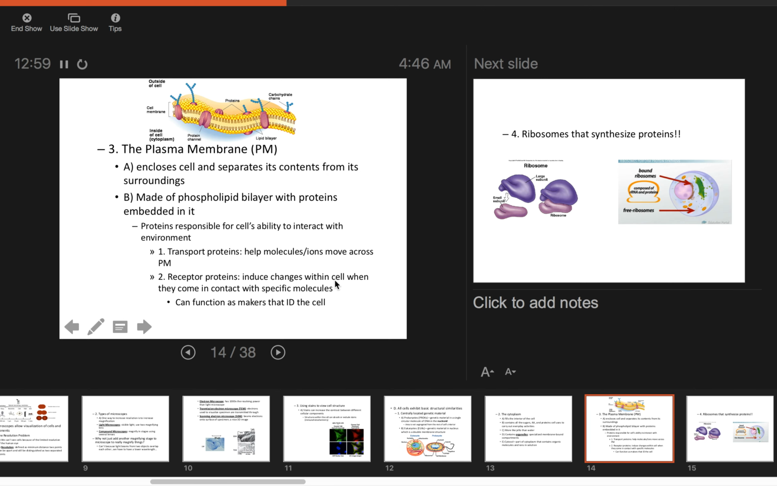Another characteristic that all cells have is they have a plasma membrane. It keeps contents in and out, so it's a boundary. It's made of a phospholipid bilayer, and there's proteins embedded into it. And those proteins do interact with other molecules as well as the environment. So we have proteins that help transport things, and we also have proteins that receive chemical messages, and this can also serve as an identification marker for a cell.